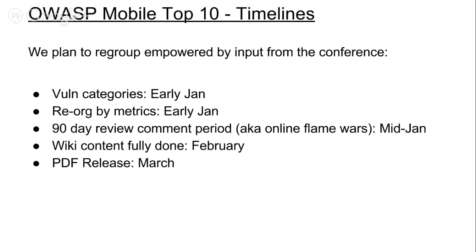So we have some timelines. We plan to regroup after the conference and release some stuff. So these dates have changed dramatically, but the vulnerability categories we were hoping to have renamed and reordered via the two, the apps that we got submitted to us this year by January. So that's the first two bullet points there. The vuln categories and the reorganization by metrics, we were hoping to have that done by January. And these actually might take place sooner because we're actually less busy during the holidays. We can probably get some of this work done, but we don't want to commit to that, so don't hold us to that. I'm just kidding.